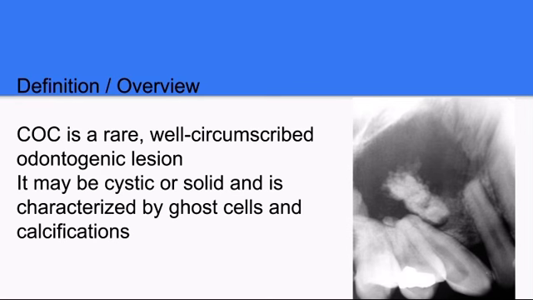Now coming to the definition and overview of COC. COC is a rare, well-circumscribed odontogenic lesion. It may be cystic or solid and is characterized by ghost cells and calcifications. The key point we have to remember is that it is no longer considered purely a cyst, which is important for your exam questions. Please try and note it down that it is not considered purely a cyst. Okay, that's the definition of our topic.